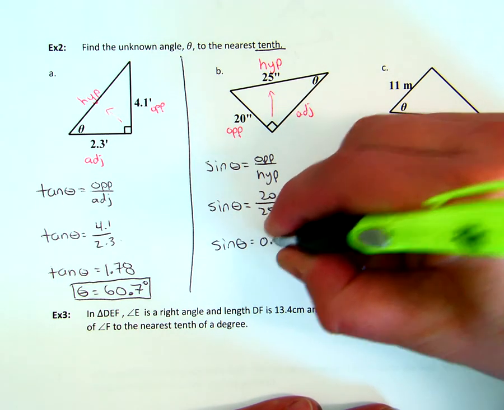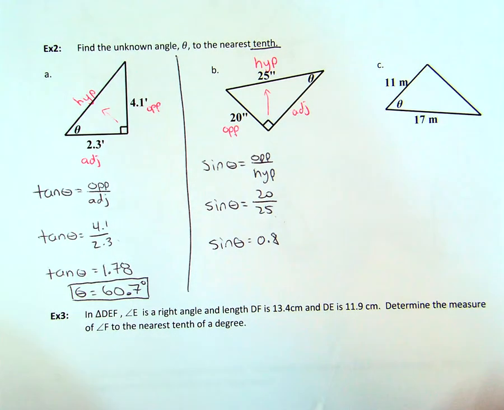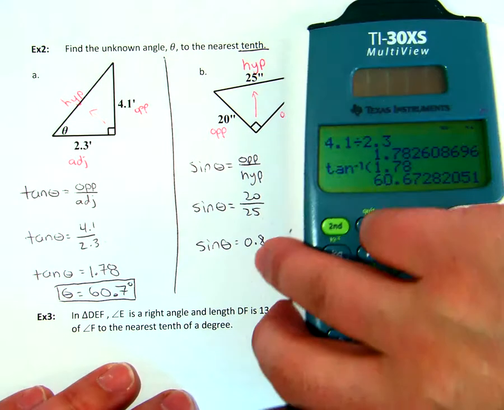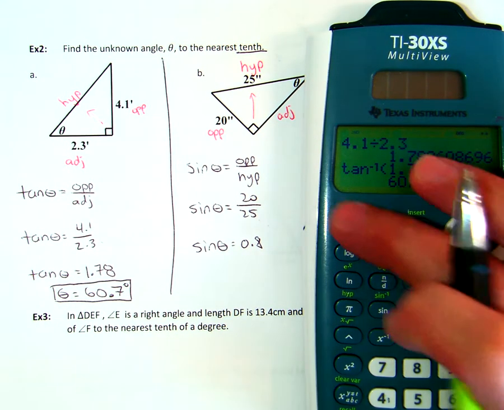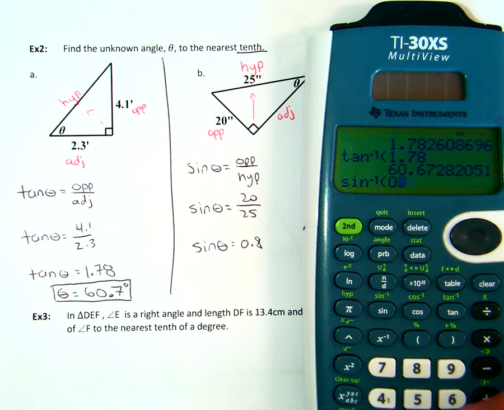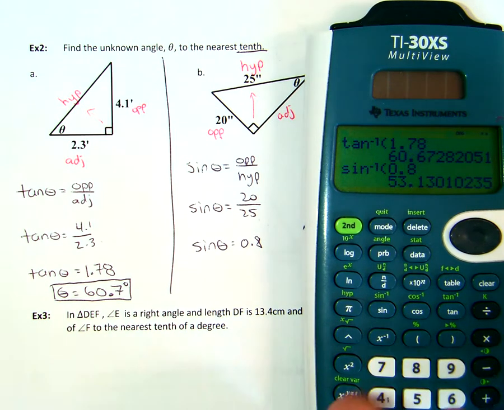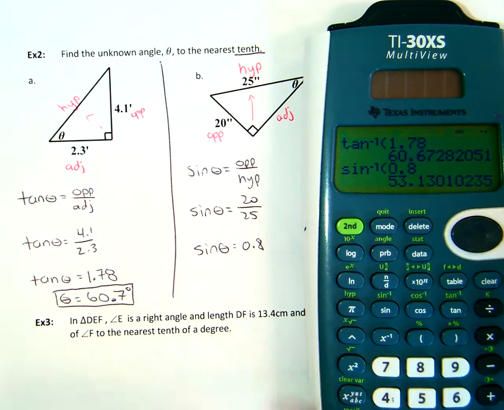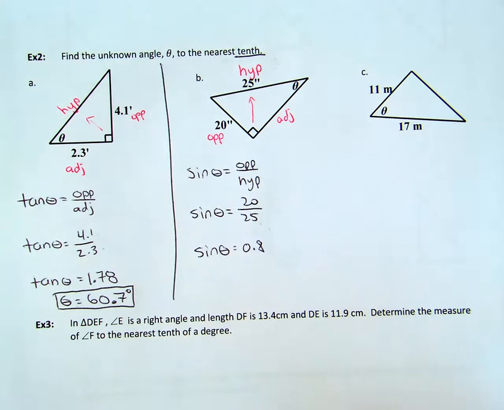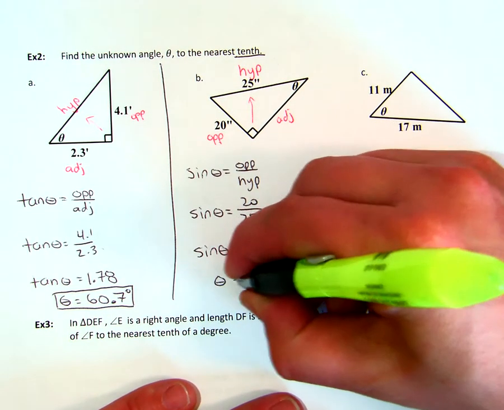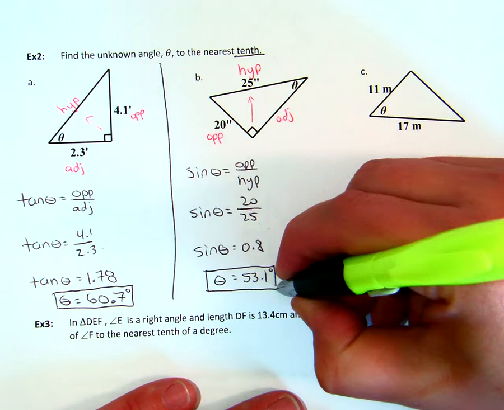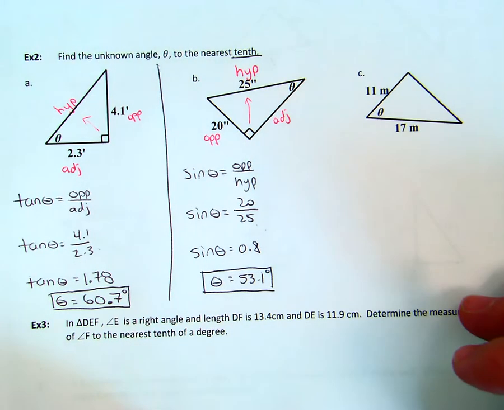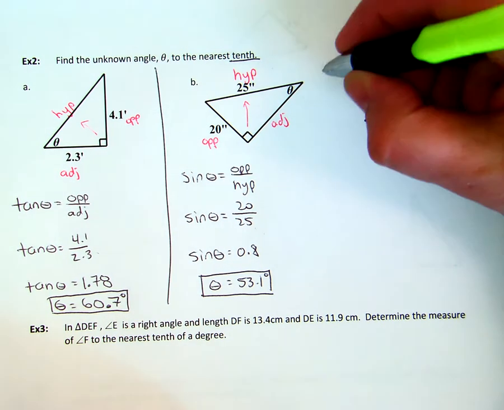And then to figure out the theta, I'm going to go second function sine 0.8, and that tells me that the angle is 53, and we need to the nearest tenth, so 53.1 degrees. So theta is 53.1 degrees. Safety box that guy, and we're done. So 2 down, 1 to go.